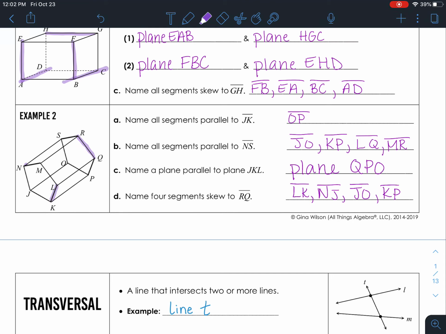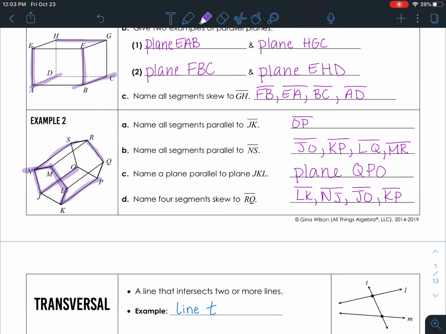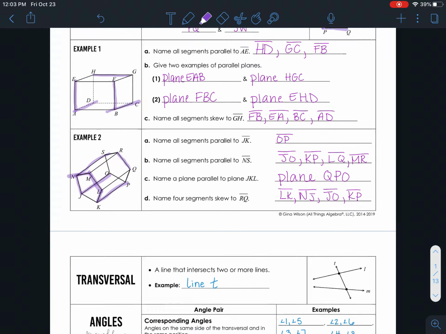So let me highlight those. There's LK, NJ, we have JO, and KP. You could have also done LM, could have done NM, could have done NS. All right. You could not do MR or LQ because those do touch and intersect.